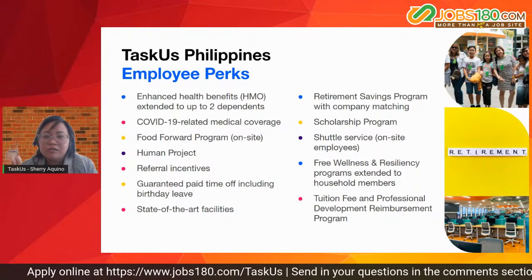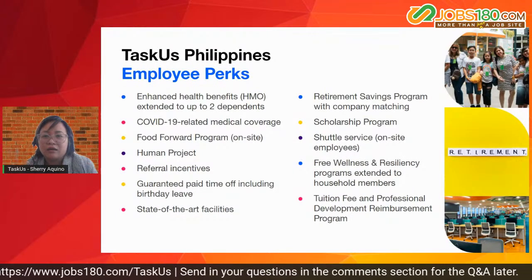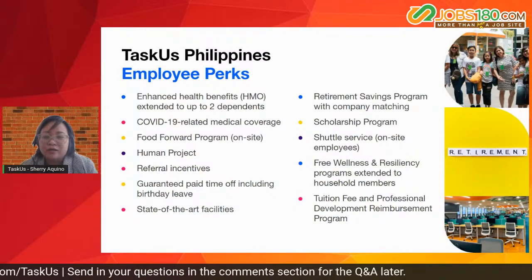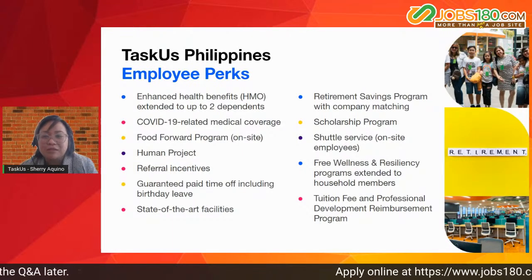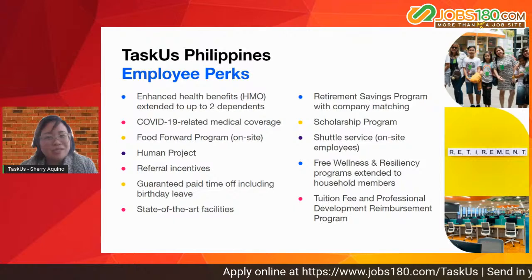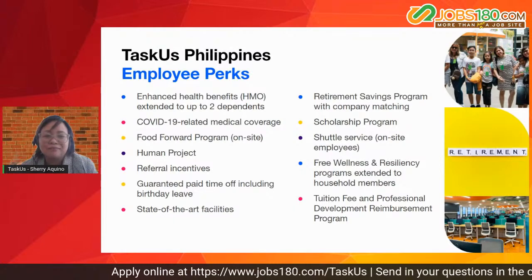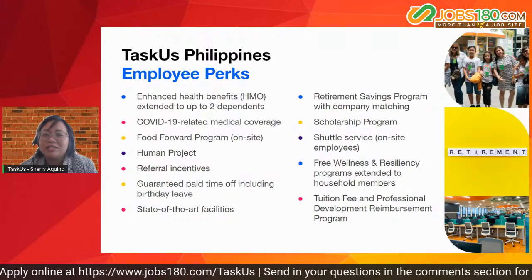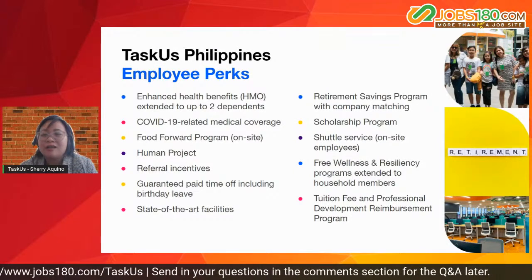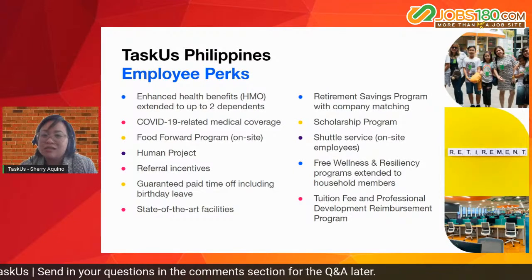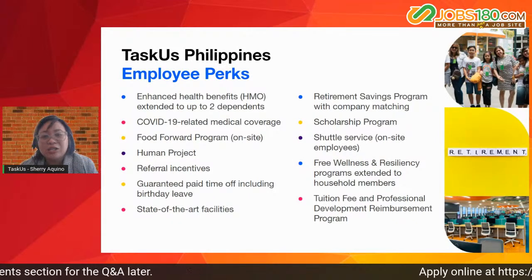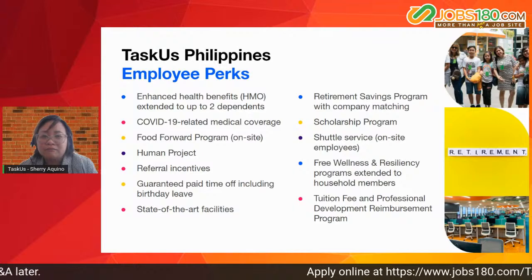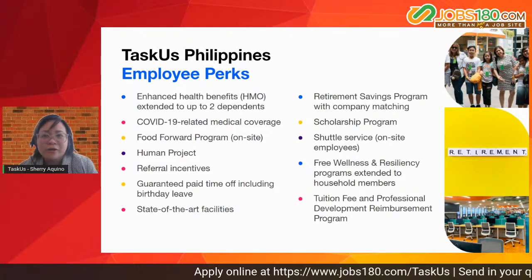And these programs help the team monitor the well-being of our employees. And it's extended also to household members. So imagine if your sibling, for example, is not feeling great, he or she needs advice from a professional, even your sibling can reach out to TaskUs, to our wellness and resiliency team, and they can give a free session to hear him or her out, right?